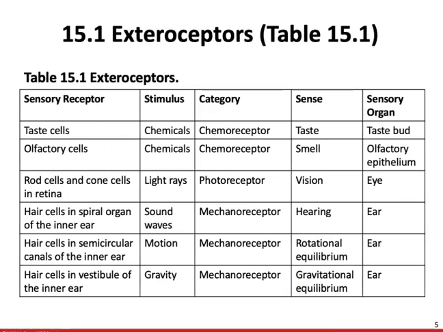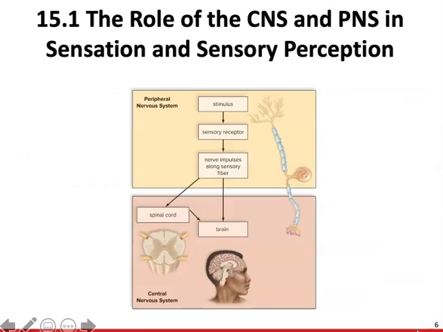So here is a wonderful little table of a bunch of different types of exteroreceptors. It breaks down all of the different receptors, what their stimulus is, what category they fall into, what sense they're responsible for, and where they might be located. I strongly recommend spending a little bit of time going over this table of receptors. It'll be very helpful as we continue on with the rest of this chapter.